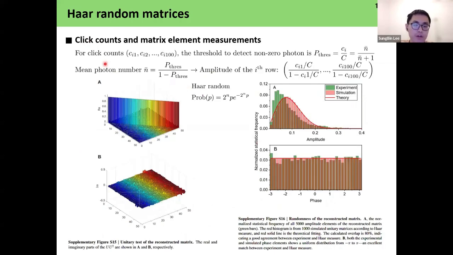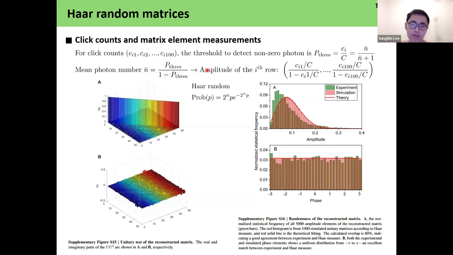So after you create hard random states, how would you measure the probability? Because you can only measure in the so-called bit string number basis. So if you have click counts C1 to C100, the threshold to detect a non-zero photon is given as follows. It basically means that detecting non-zero is just subtracting the probability of measuring the zero photon state, which is 1 over n bar plus 1, where n bar is the mean photon number.